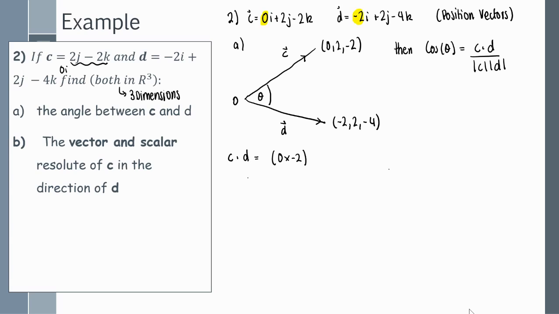C dot D, we do the same as usual. Multiply each individual component. So for the i components, we have 0 times -2, plus the j components, 2 times 2, plus, this is where it differs from 2D, we're just going to add on the last components multiplied together. So -2 times -4. Again, simplify. C dot D becomes 12. This means the angle between these vectors is acute.